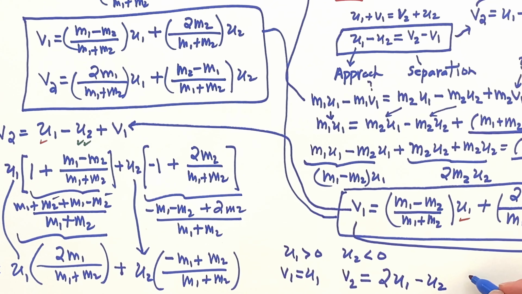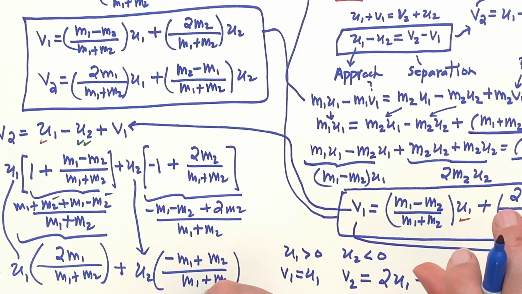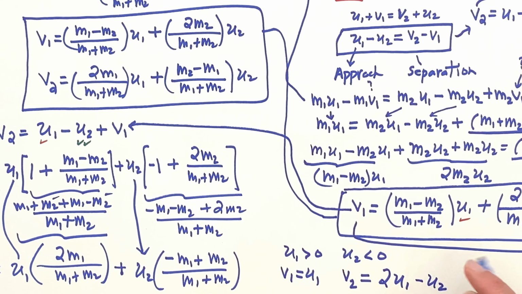If you just simply toss the ball in the air, just let the ball be there where U2 is 0, then you get the result we had last time, where when you hit the ball it takes off at twice the speed of the bat. But this is a more general situation.